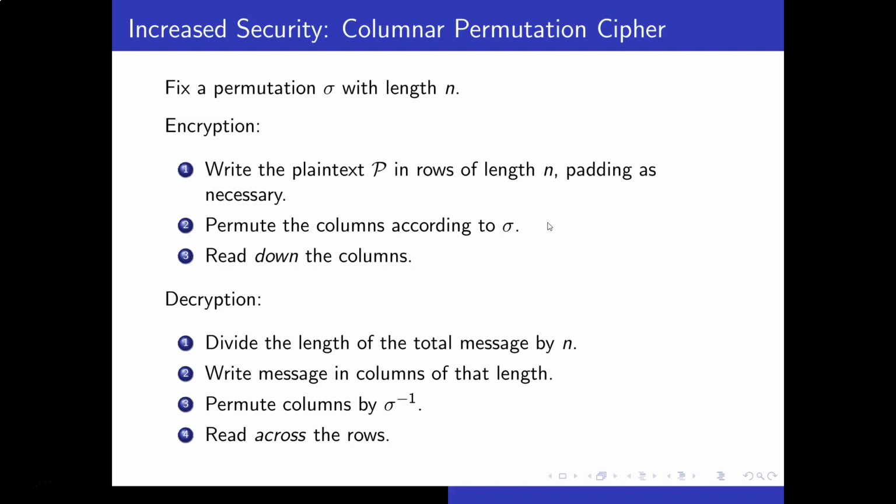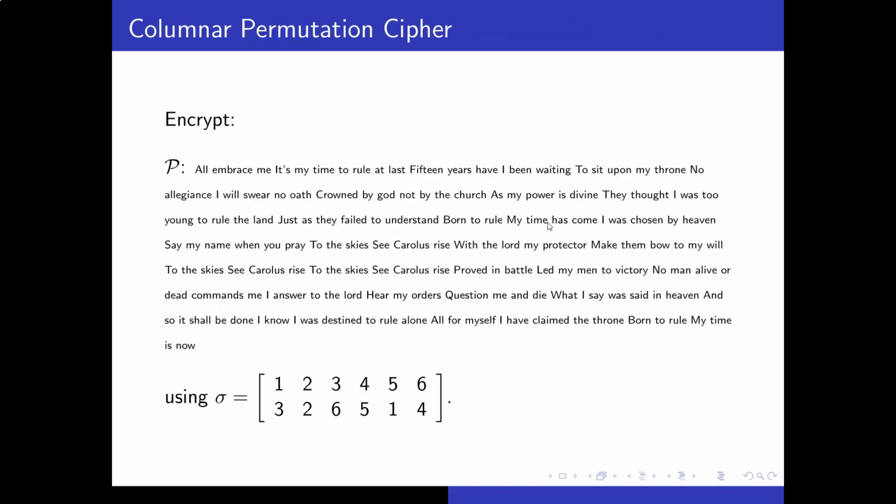All right. Decryption works the same way. Divide the total length of the message by n, you write the message into columns of that length, you permute the columns according to sigma inverse, and then you read across the rows. So it adds a little twist right at the end, but that does actually greatly increase the security. All right, so let's look at an example. Let's take this, and we're going to encrypt it with a length 6 permutation.